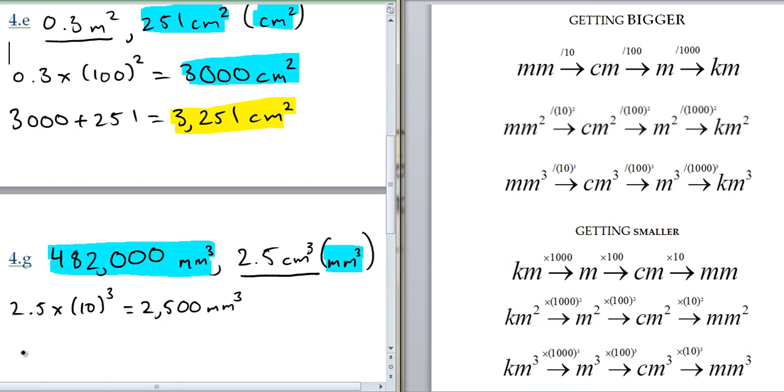So in the end, we just add it up. So we do 482,000 plus 2,500, which should give us an answer of 484,500, and the unit was millimeters cubed. And so that's the answer.